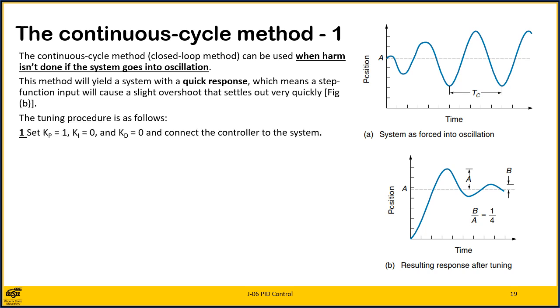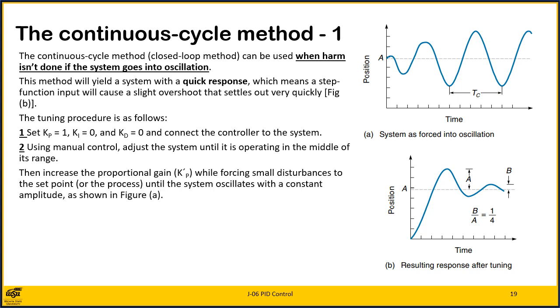First, set Kp to 1, Ki to 0, and Kd to 0, and connect the controller to the system. Step 2, using manual control, adjust the system until it is operating in the middle of its range. Then increase the proportional gain, K'P, while forcing small disturbances to the set point or the process until the system oscillates with a constant amplitude, as is shown in Figure A. Record the K'P and Tc for this condition.